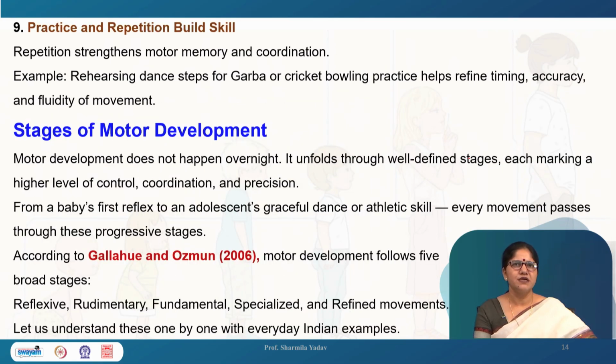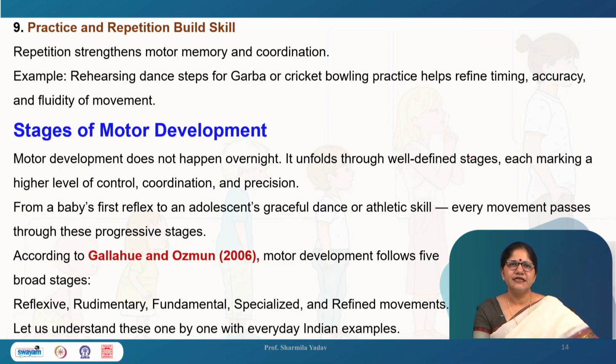And the last principle is that practice and repetition build skill. Repeating the exercise, repeating that particular game again and again, strengthens motor memory and coordination. For example, rehearsing dance steps for Bharatanatyam, Garba, or any other Indian classical form, or Hastamudras, or cricket bowling practice helps refine timing, accuracy, and fluidity of movement. So, this is all about the principles of motor development.